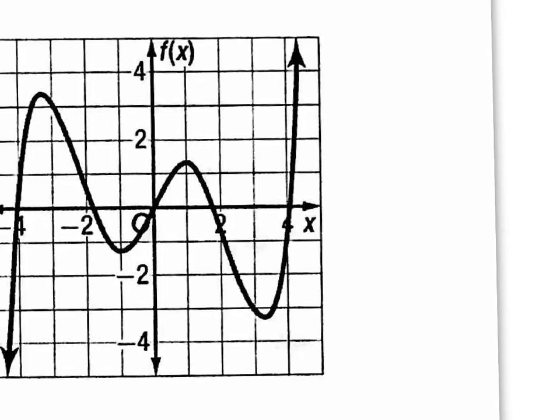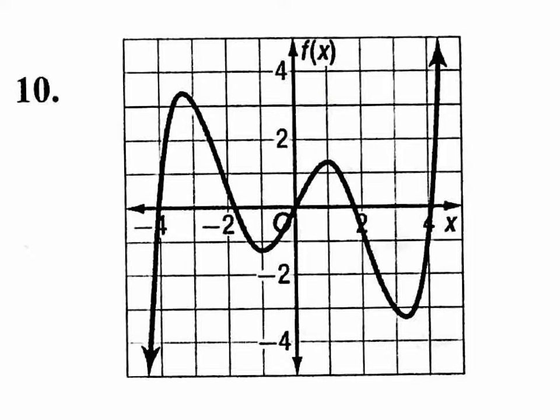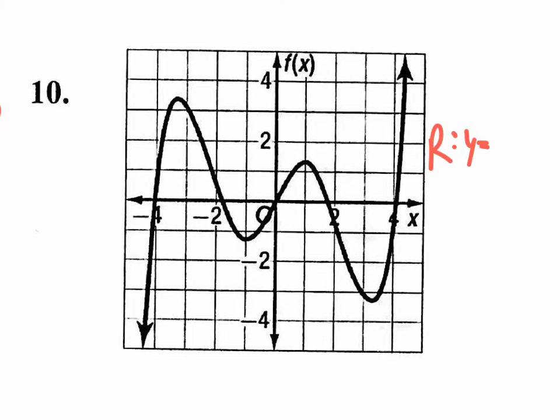How about over here? The range is what? Y is it greater than? Is it less than? Is it above a certain value? Is it below a certain value? Or is it both above and below forever? Both above and below forever. So the range is actually all real numbers in that case right there, because the graph really does go up forever and it really does go down forever.